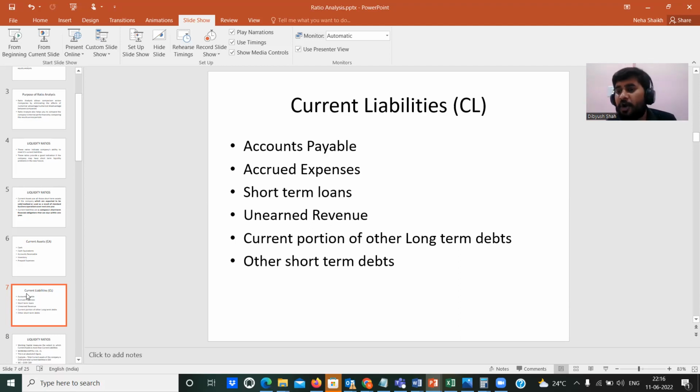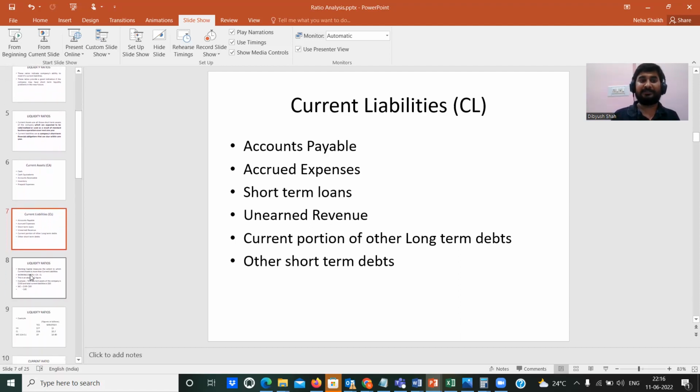Current portion of other long-term debts. What is this? This means suppose you have issued bonds, a lot of bonds. Some portion of that is due next year. Interest or the principal amount, not the total bonds, will be included in your current liability. And other short-term debts: any other borrowing arrangements I made from a bank or any other for less than 12 months.